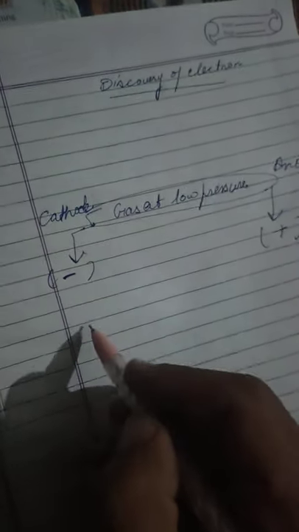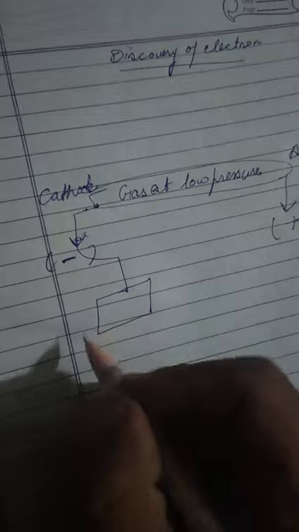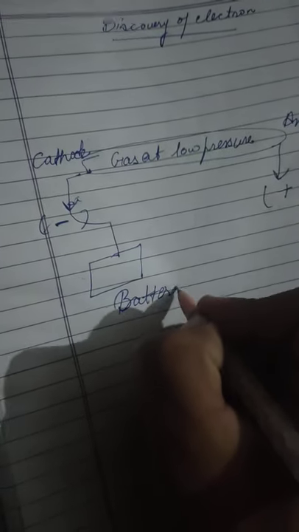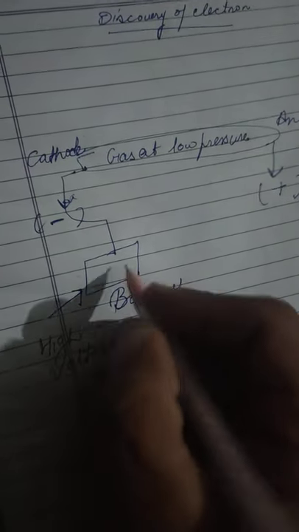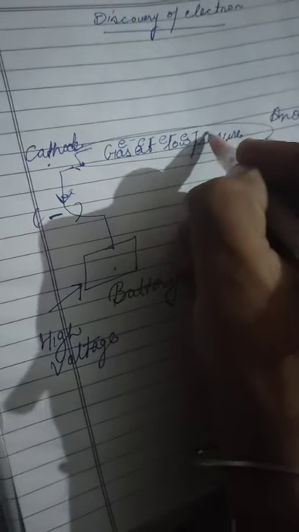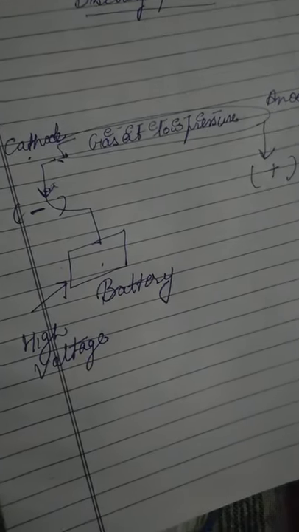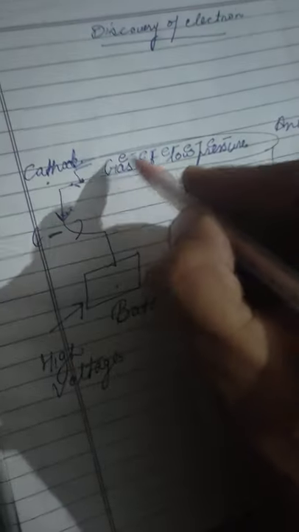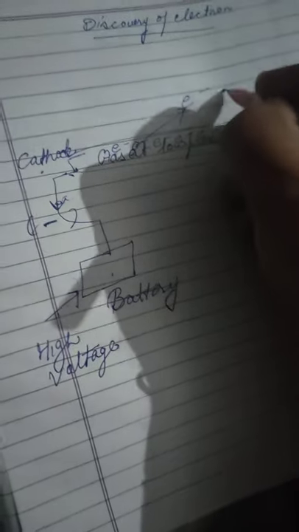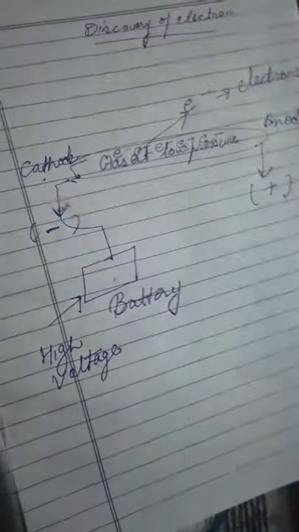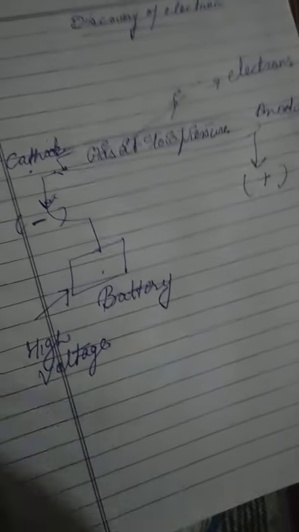After that, this cathode electrode was connected with the battery. And when he provided the high voltage through the battery to the cathode, a stream came from the cathode. Stream means like the water going in a river; that type of stream comes outside from the cathode, and the cathode helps the gas release these negatively charged particles. And these negatively charged particles, we call electrons. In this way J.J. Thomson made the discovery of the electron.